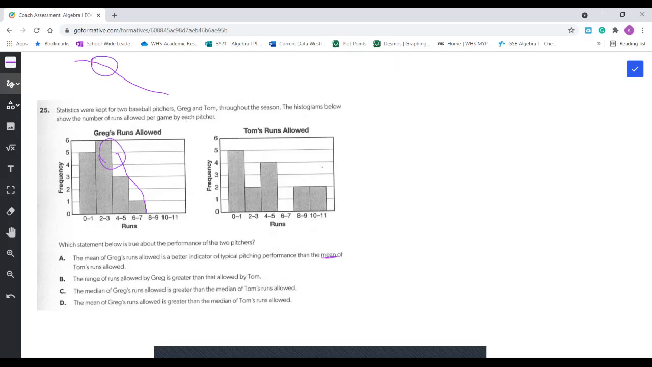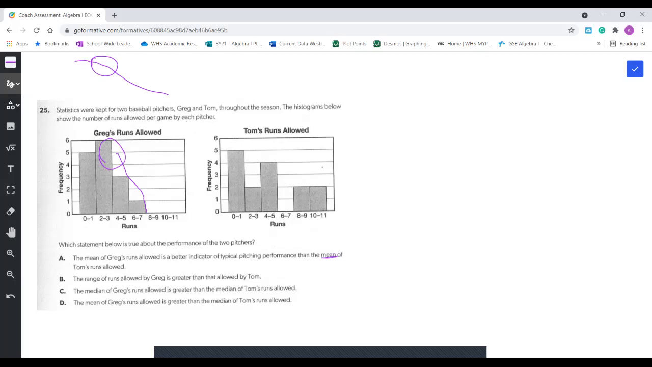All right. But Tom's information is kind of all over the place. It's not a very good indicator, which is why they're saying typical pitching performance than the mean of Tom's runs. Tom's runs are all over the place. There is no pattern to his runs. Now look at B.